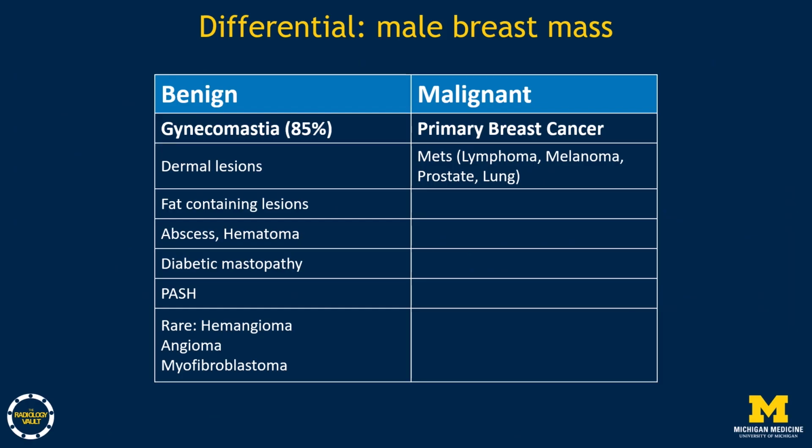Gynecomastia is far and away the most common diagnosis that a male will have when they present for evaluation of a breast mass, representing 85% of all such presentations. Less commonly, dermal lesions, fat-containing lesions, and other benign processes will fill out the list of possibilities for a male breast mass. It is much less common to have a breast malignancy with primary breast cancer or metastatic disease. The most common primary breast cancer in a male is invasive ductal carcinoma.